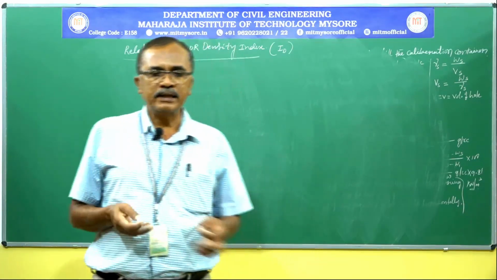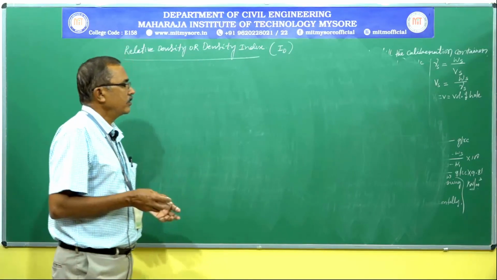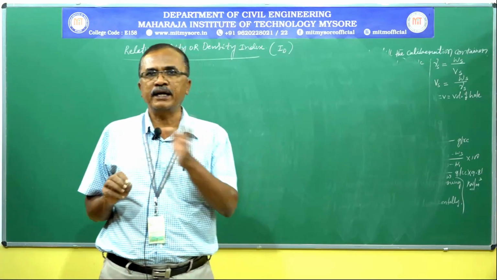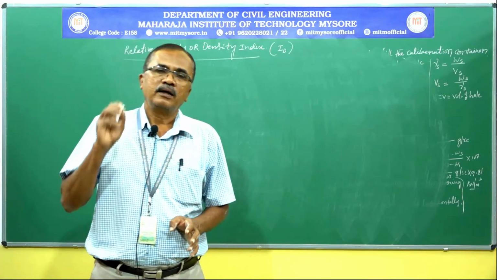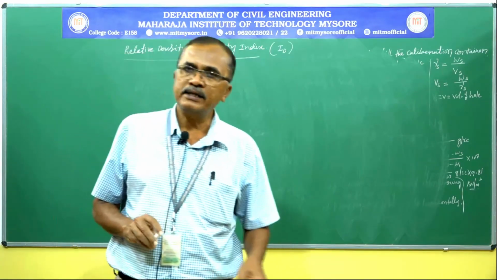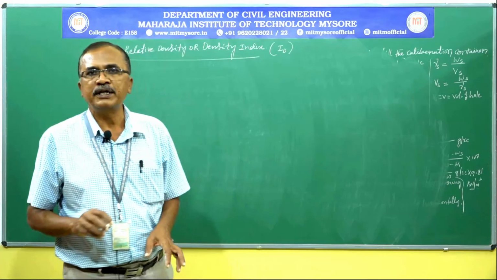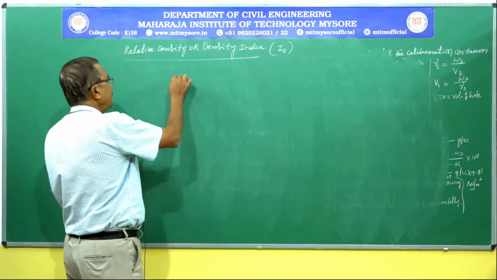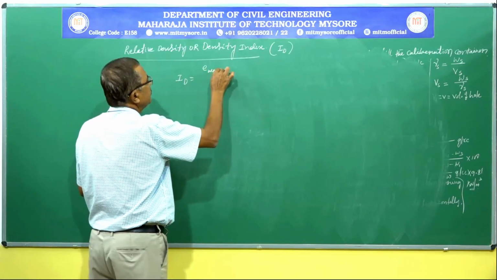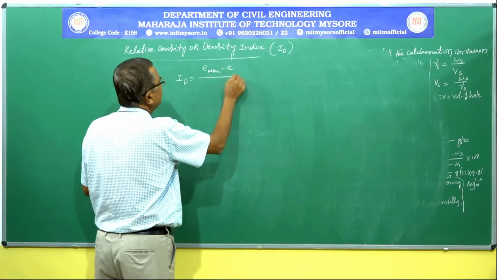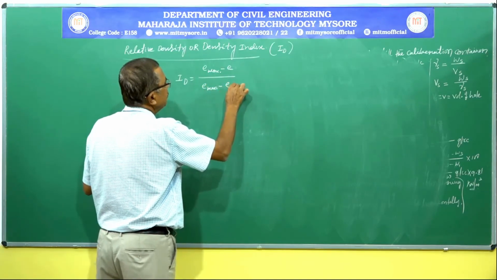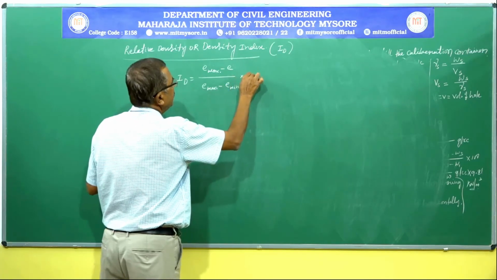It is defined as the ratio of the difference of void ratio in its loosest state and natural state to the difference in void ratio in its loosest state and densest state, and is expressed in terms of percentage. That is, relative density ID is equal to e maximum minus e, divided by e maximum minus e minimum, multiplied by 100.